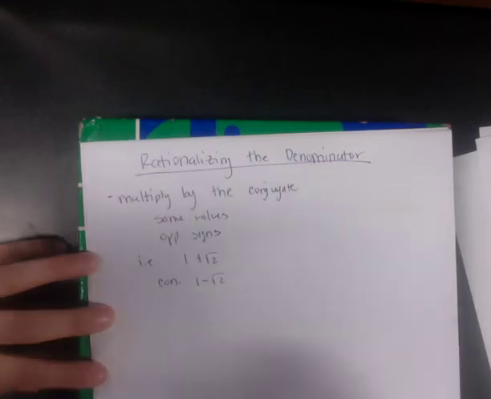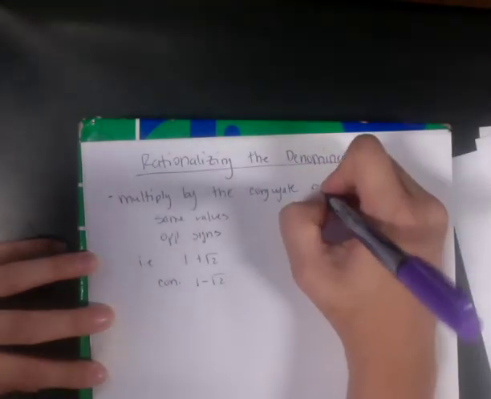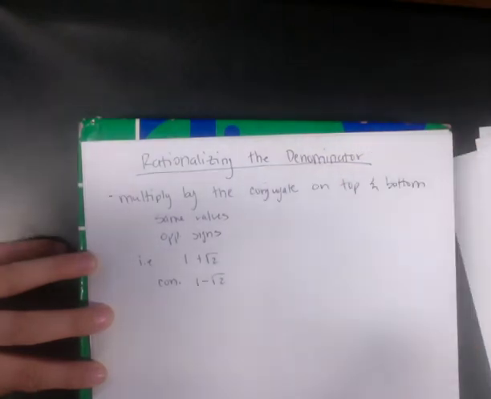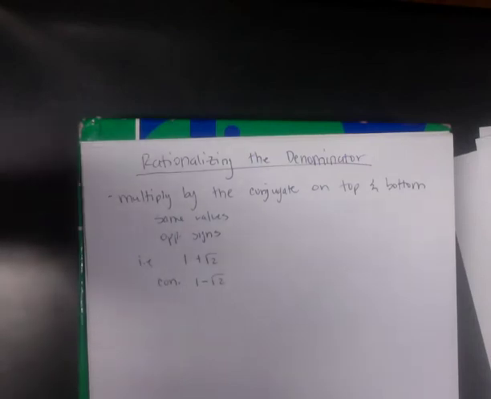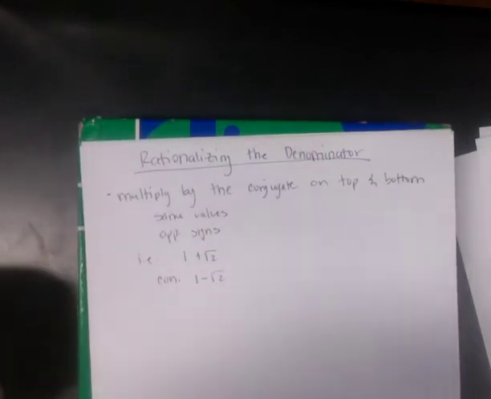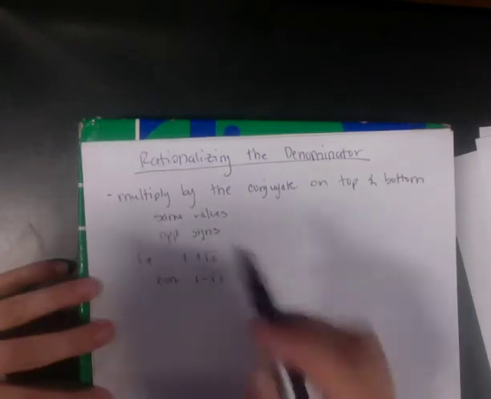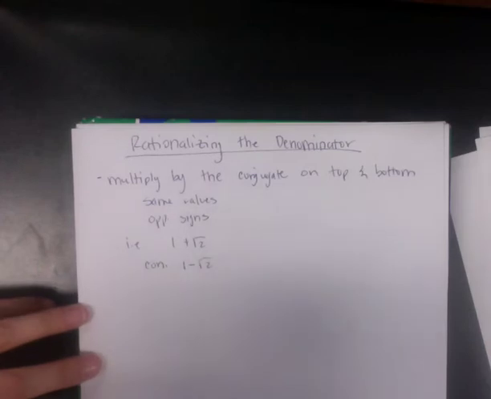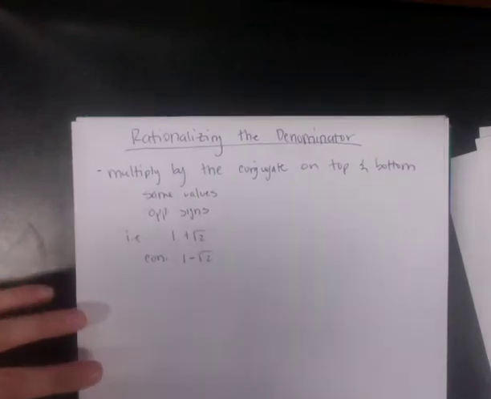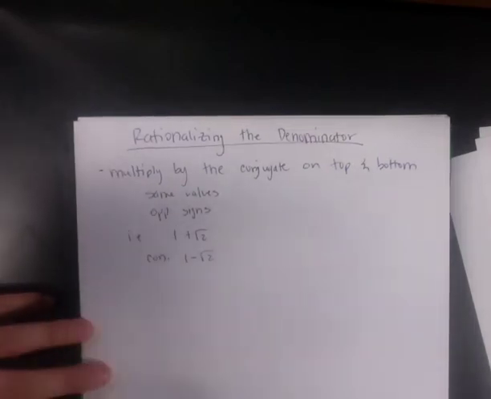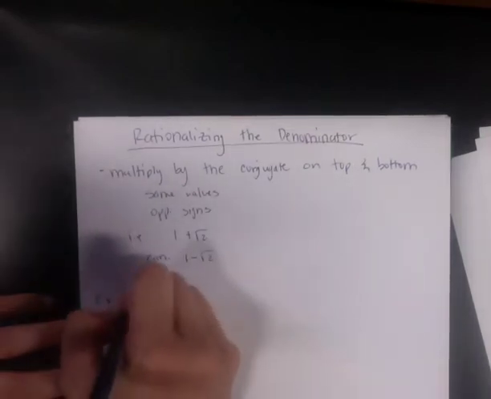Okay? And we multiply by the conjugate on the top and bottom evenly. Whatever you do to the top, do unto the bottom, okay? The whole reason we rationalize the denominator is because we have something like this in my denominator. We don't want radicals in the denominator. It's very ugly math. So we need to rationalize it so we no longer have those radicals. So let's do an example.